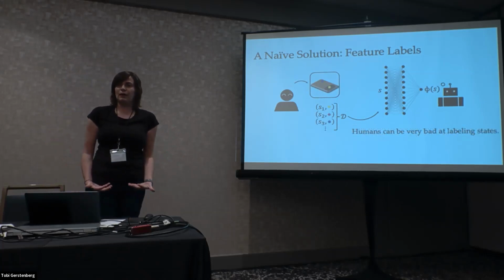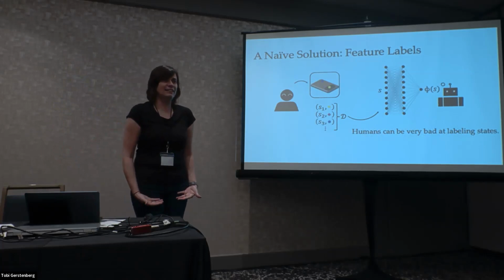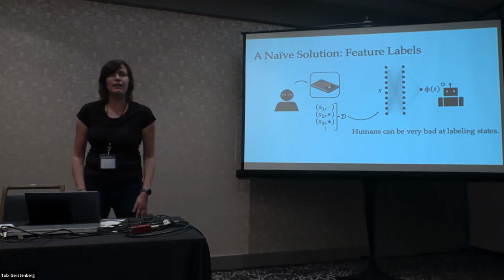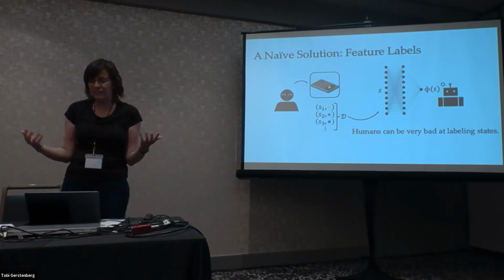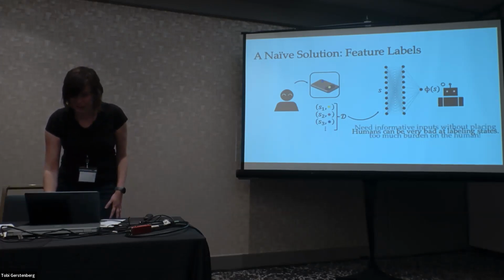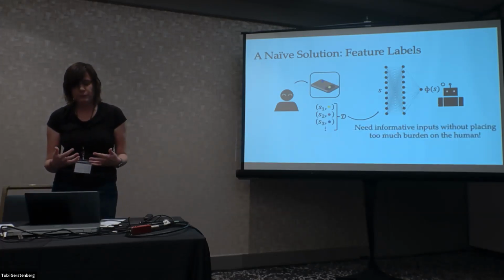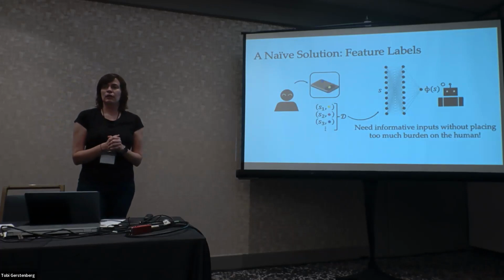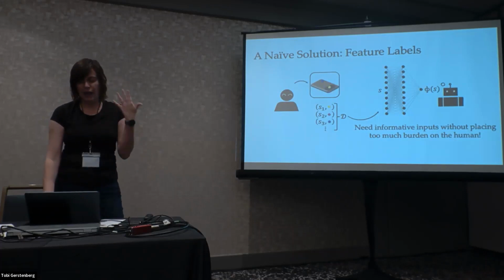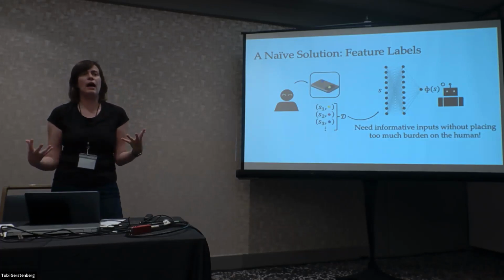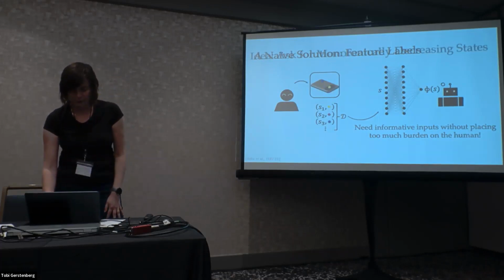It's not reasonable to ask people to look at states and say 3.75, or even on a scale from 1 to 7, how good is this? So we need some informative inputs without placing too much cognitive burden on the person, having them come up with an input that is actually usable, reliable, and elicits reliable feedback from them.